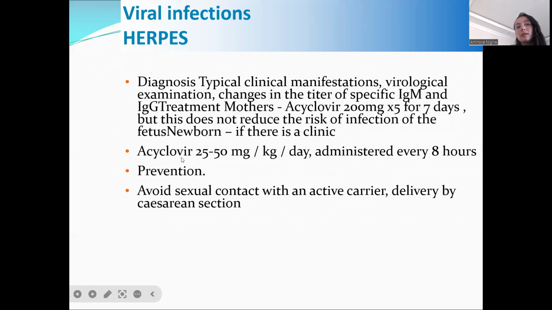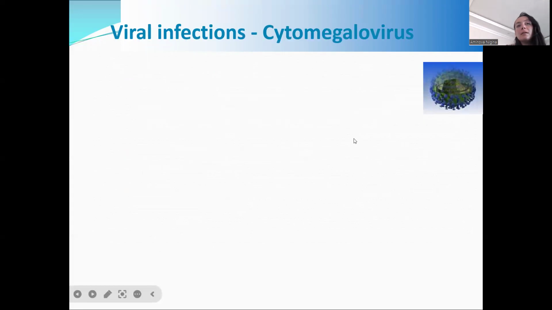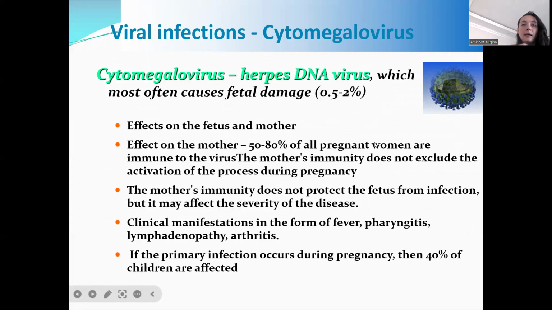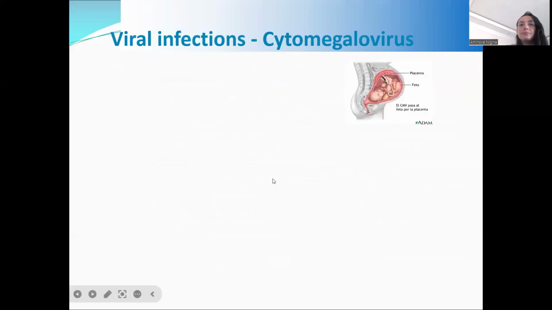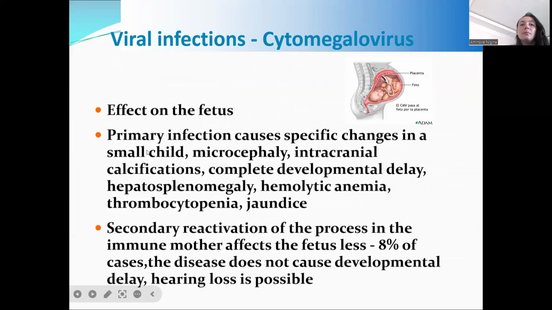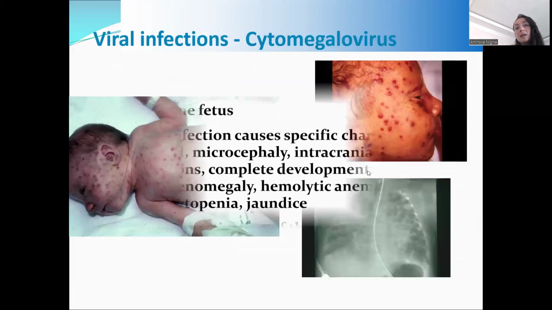And for newborns also acyclovir, but the dosage changes: 50 milligrams per kilogram per day, administered every 8 hours. Cytomegalovirus. It is a DNA virus, also from the herpes family, and you can see that if the primary infection occurs during pregnancy, then 40% of children are affected. So primary infection causes specific changes in a small child: microcephaly, intracranial calcification, hemolytic anemia, jaundice, thrombocytopenia, and hepatosplenomegaly. Hearing loss also will be seen.